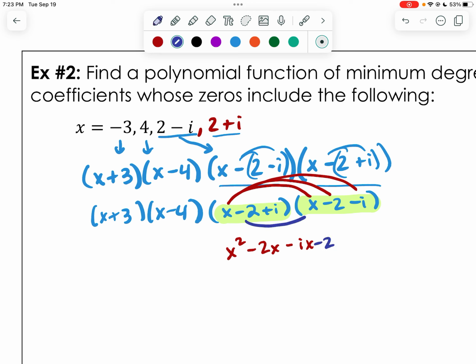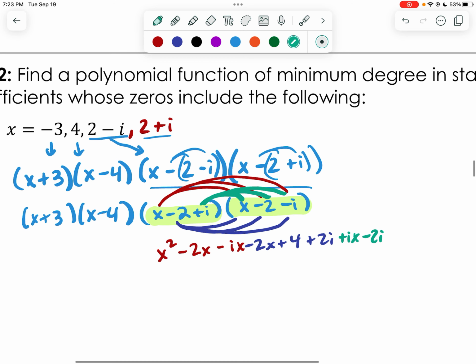-2 times x, that's minus 2x. -2 times -2, that's plus 4. -2 times -i, that's plus 2i. All right, I might run out of room here. Then the last part, so i times everything. So i times x, i times -2, and then positive i times negative i, that's minus i squared.